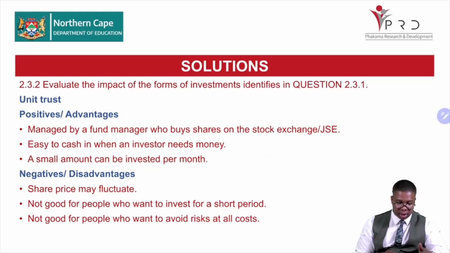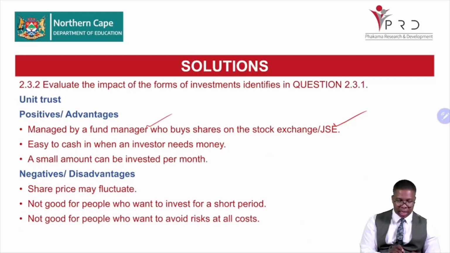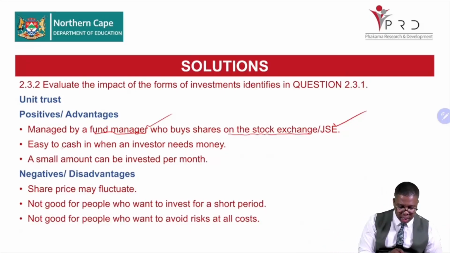Then, unit trust. What are the positives there? The positives are unit trust is managed by a fund manager who buys shares on the stock exchange. Because with unit trust, we are saying maybe 5 investors come in, and as 5 investors, they contribute money and put it under a unit trust fund. And then the trust fund will be managed by a fund manager who will buy shares on the stock exchange. So basically, it's a process of bringing money together so that it can be invested in different types of investments. And then another advantage is that it is easy to cash in when the investor needs money.